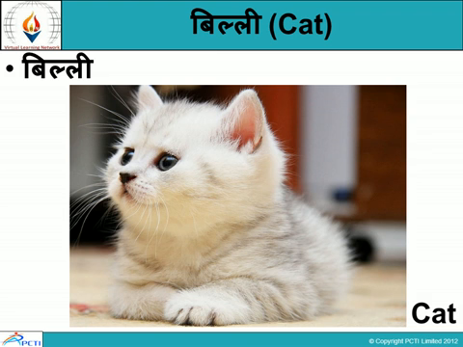Beautiful cat, furry body and sharp eyes, black eyes, you can see. It is called cat. It eats mice. We call it as billi. What do we call cat as? Billi.